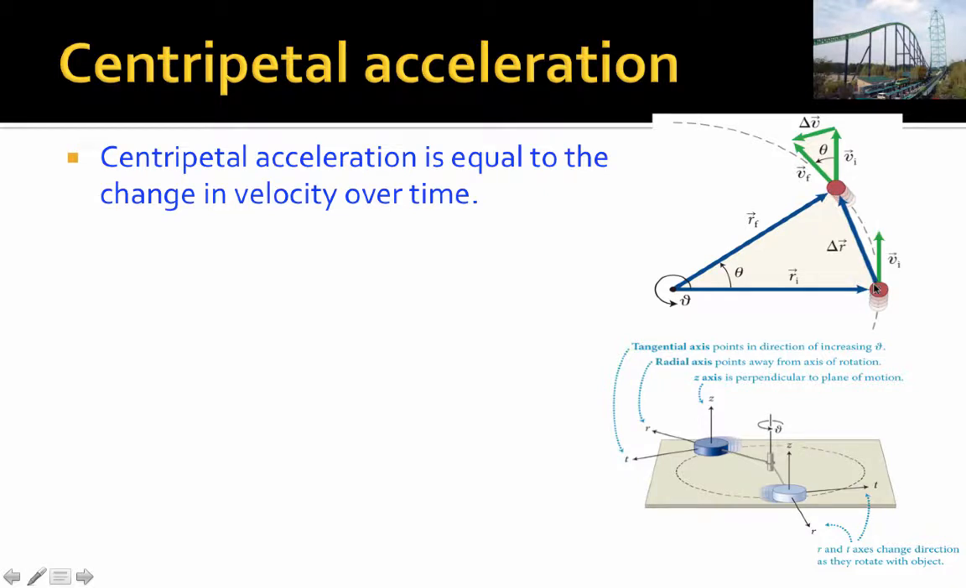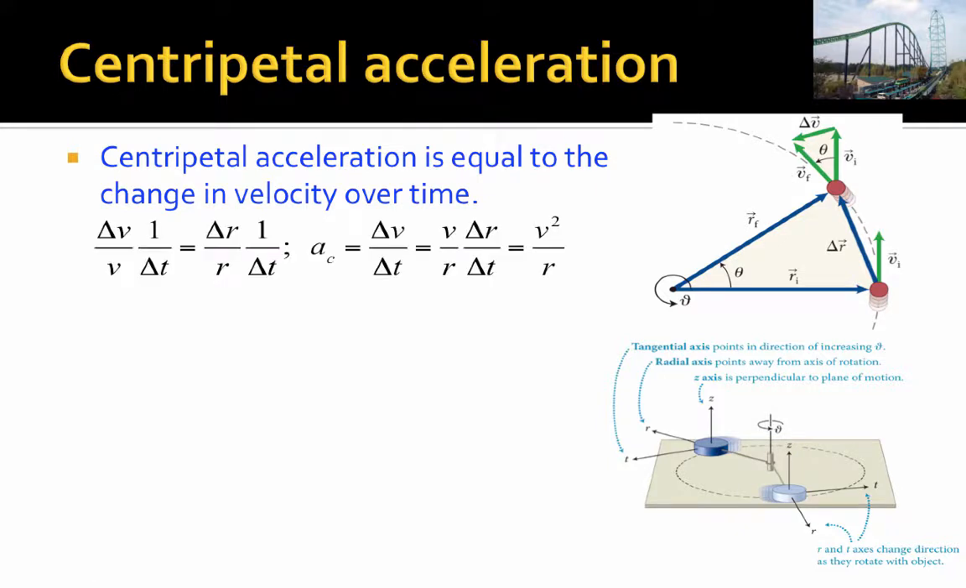We can see that the velocity changed from vi to vf, and the change in angular displacement was theta. Okay, so we're going to draw two triangles. One triangle is this triangle with the r's: R initial, R final, and delta R between R initial and R final. Another triangle is the V's: V initial, V final, and delta V between V initial and V final. We're going to relate those to find centripetal acceleration.